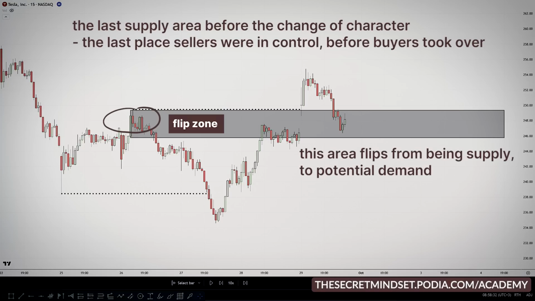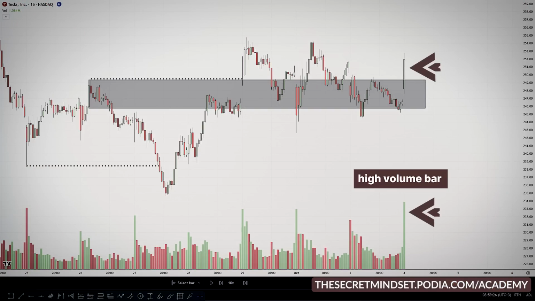In price action terms, this area flips from being supply to potential demand. Potential because we don't know yet. The price might break this zone in many cases. That's why the pullback to this newly marked demand area must fulfill the most important condition.